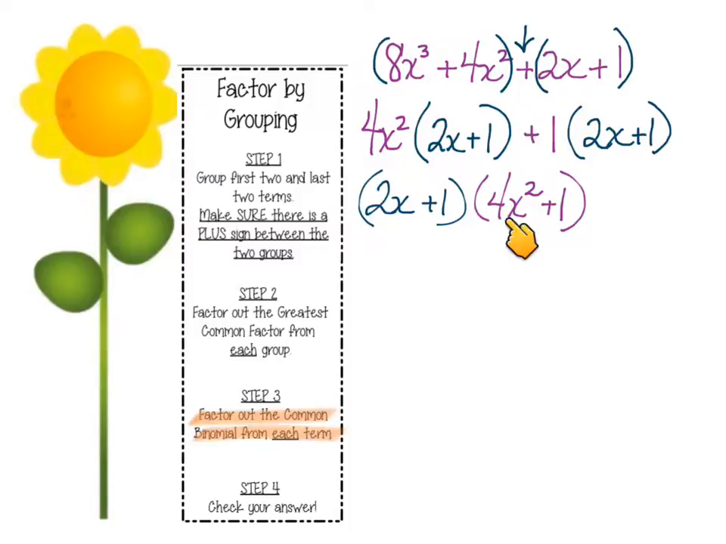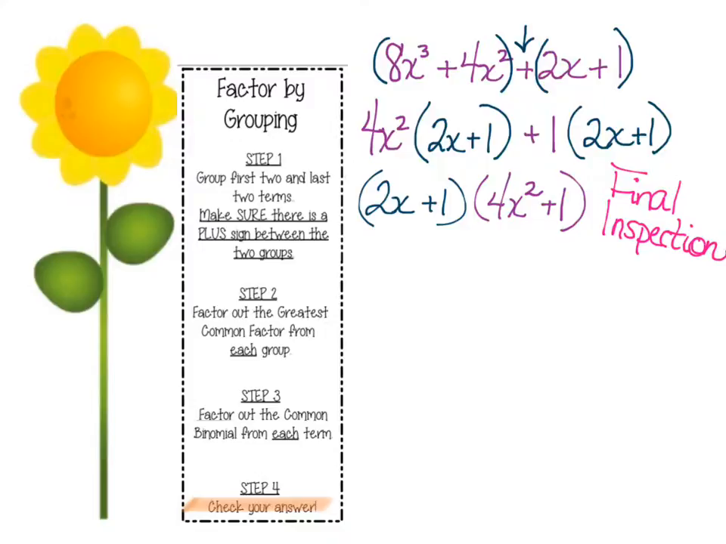Now, some people get really confused and they think that this can be factored. But the reason why this can't be factored is because of the plus sign. This is not the difference of two perfect squares. So I cannot factor this as 2x plus 1, 2x minus 1, or 2x plus 1, 2x plus 1. No, it can't be done. So you are basically finished at this point.